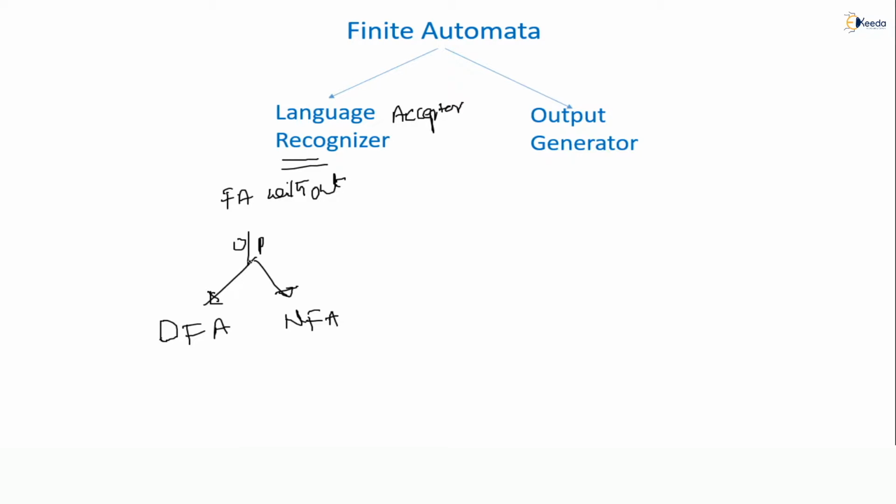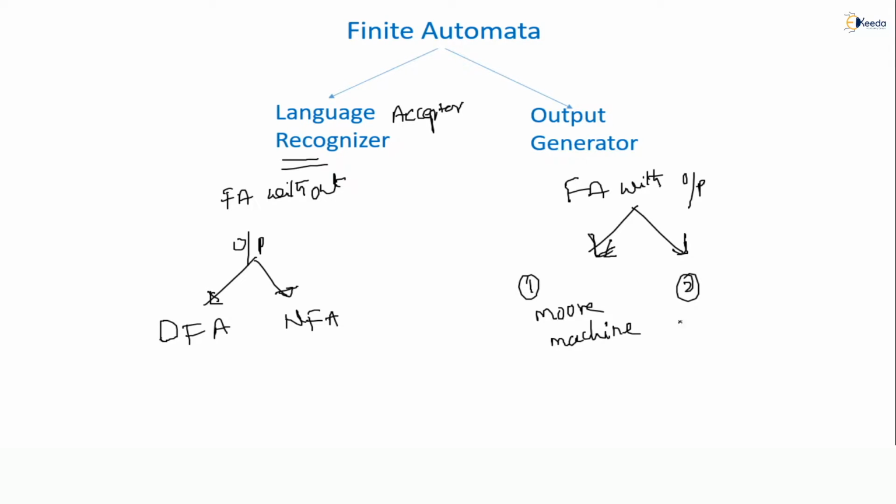Now what I'm trying to say is, language recognizer acceptors are DFAs and NFAs, which are FA without output, and finite automata with output, where two things will come. This is output generators, not language generators. One is Moore machine, and the second one is Mealy machine.